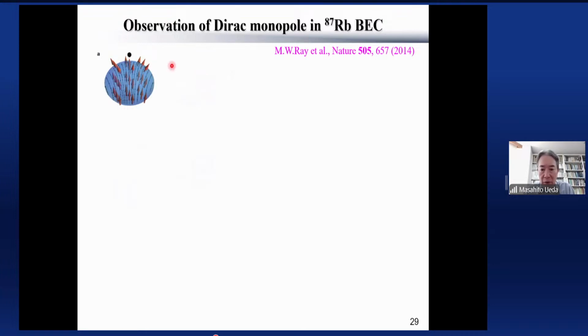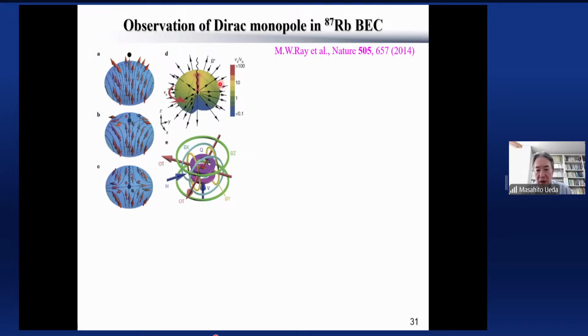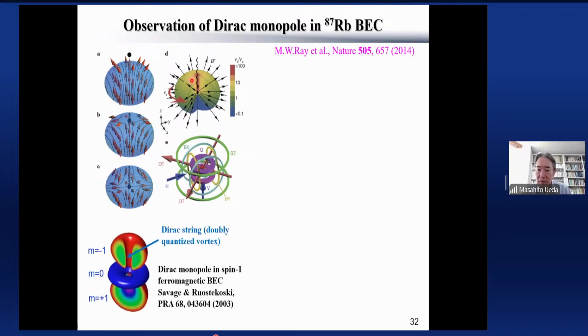Here we start with a ferromagnetic BEC where all spins align in the initially up direction. As we lower the magnetic field, the zero of a quadrupolar magnetic field, shown in black here, goes from above down to the center of the BEC. In this process, atomic spins adiabatically follow the local magnetic field and create the spin texture of a Dirac monopole, like this. Here, the m equals -1 component has a doubly quantized vortex, which imitates the Dirac string. And the m equals 0 component has a unit vortex, and the m equals 1 component has no vortex.